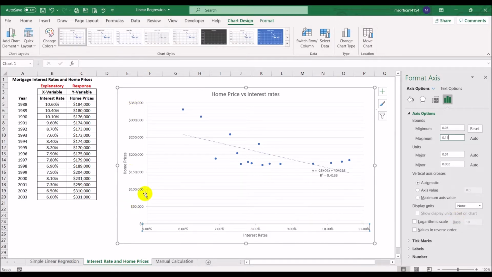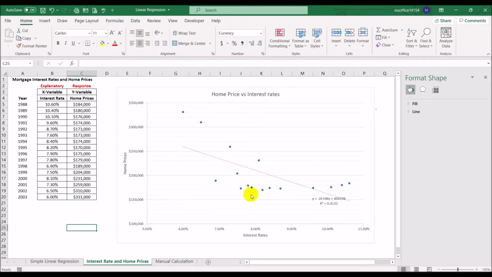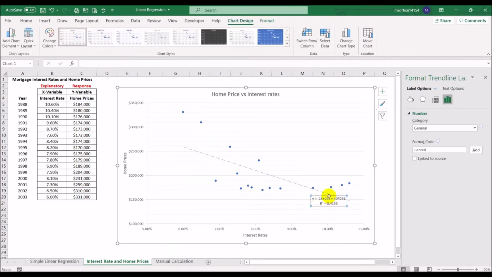Now let's look at the y-axis. There's a lot of blank space here. If we were to, for example, start from 100,000, that would be fine too. So let's put in 100,000 for the y-axis, and now we've got a better looking graph. And this equation here is the equation for this trend line, and this is your r squared, your regression coefficient.